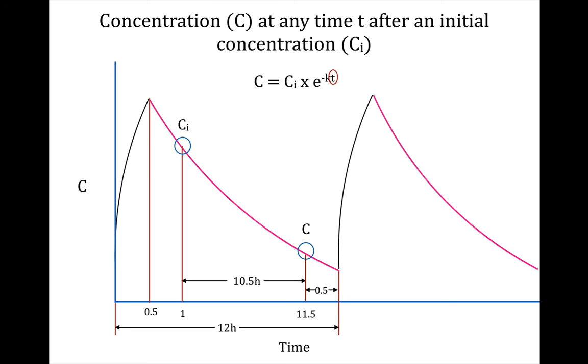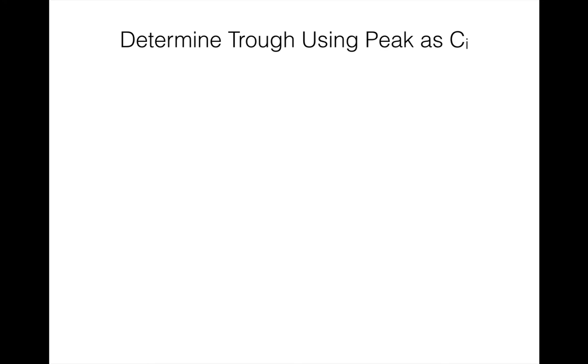The important part for us is to figure the time between the Ci and the C. As you can see in this particular scenario, we drew our Ci at a half an hour after a half hour infusion, or 1 hour into the interval. And we drew the C at hour 11.5 just before the next dose.